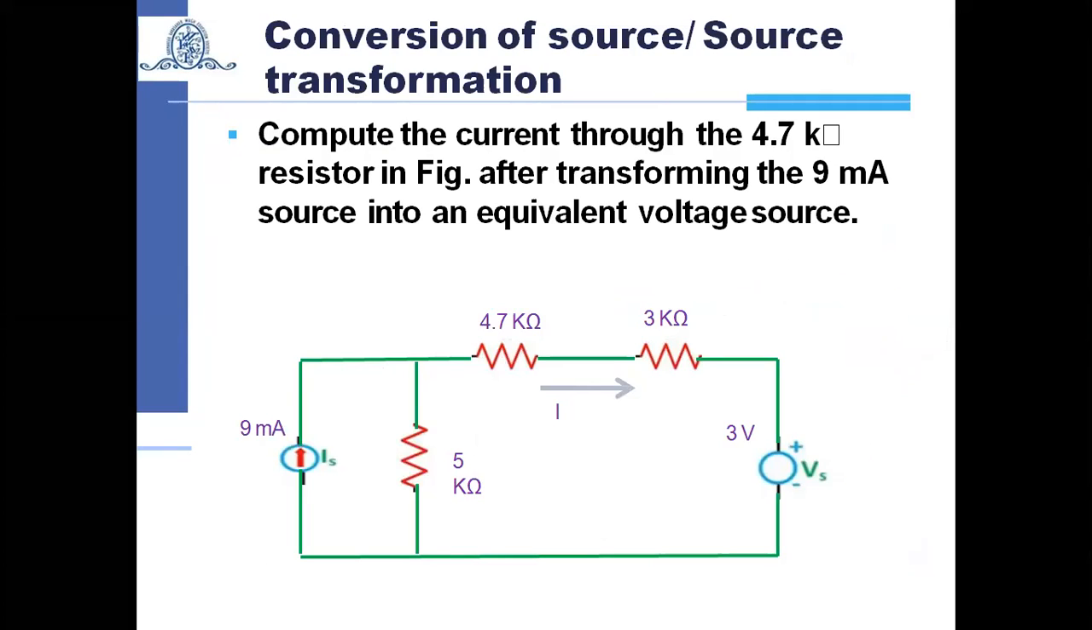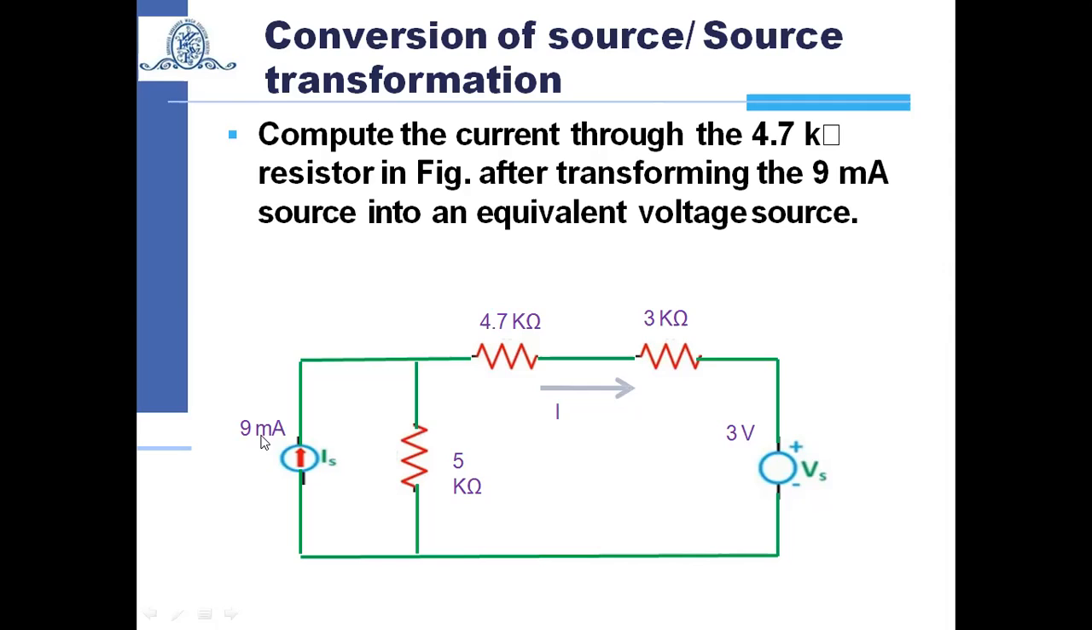So here we have another circuit, and now we are supposed to use the source transformation method, because if you see here, they have asked us to compute the current flowing through this 4.7 kilo ohm resistor in the figure, after transforming. So here we are supposed to transform the 9 milliampere current source into a voltage source. How can we convert it? We know if a value of current is given, we can convert it into a voltage source, and that resistance will be in series.